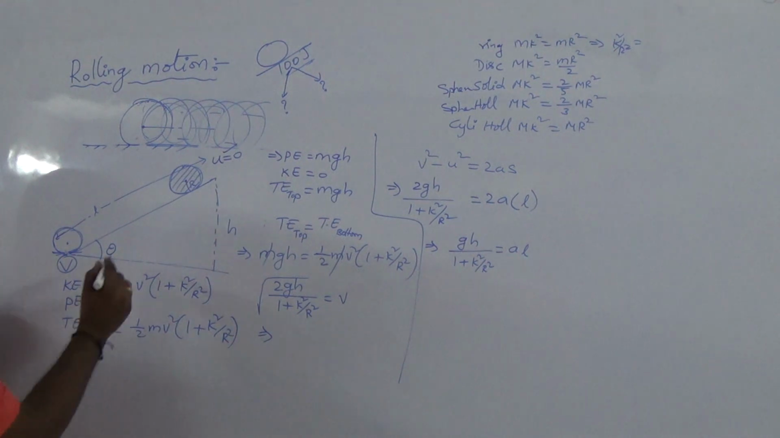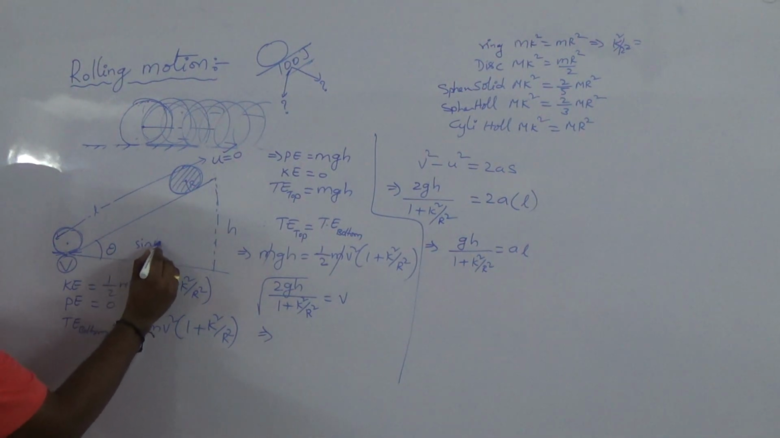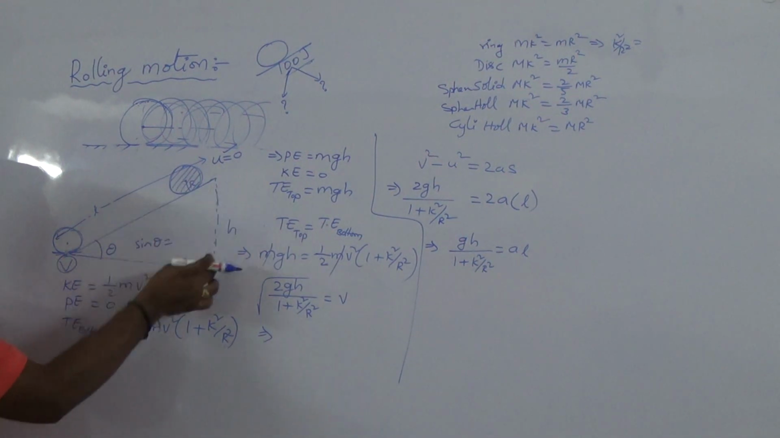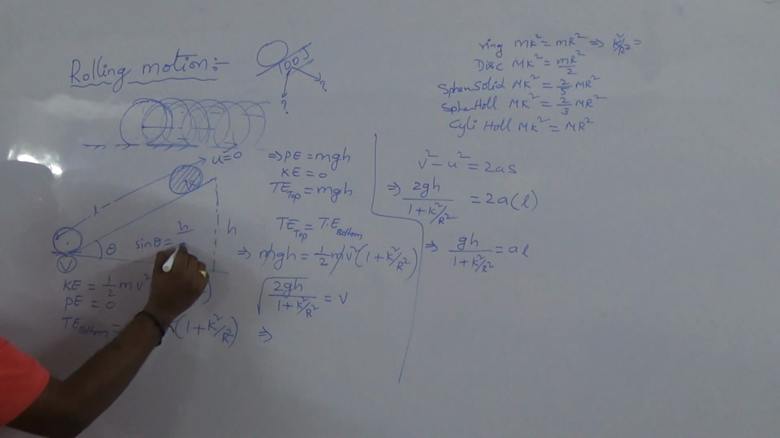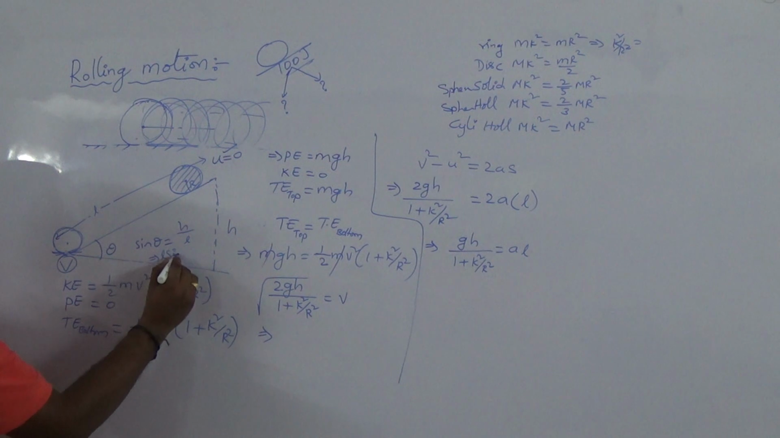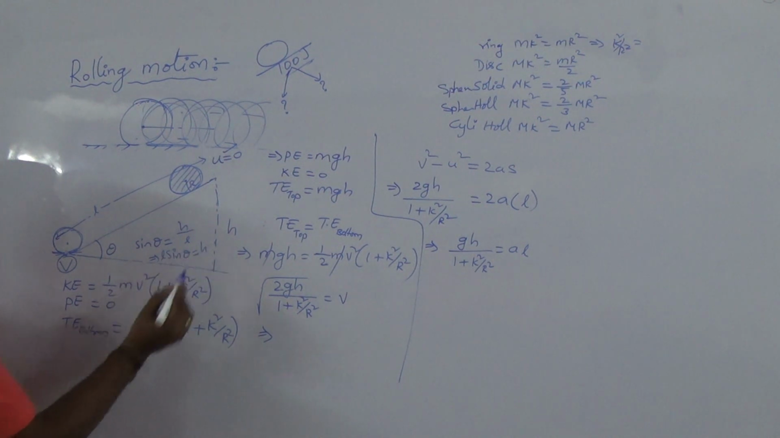From this we can write sin theta equals opposite by hypotenuse, that means h by l. From that we get l sin theta equals h.